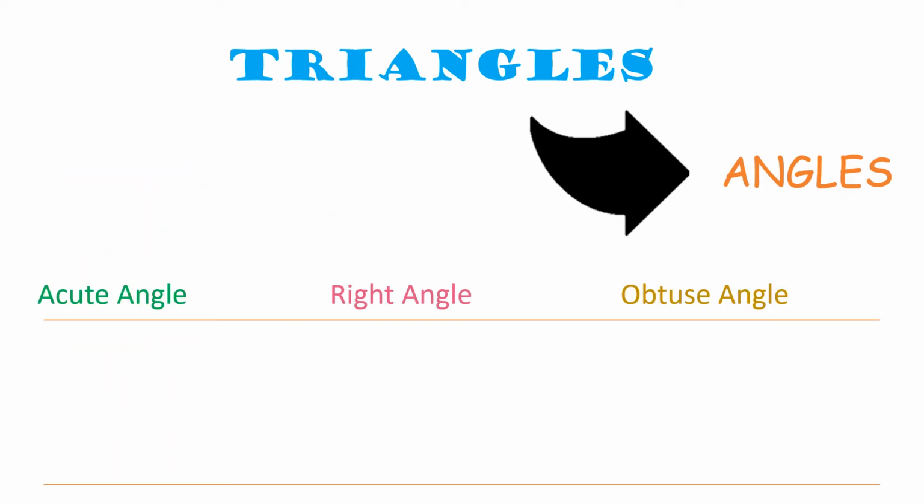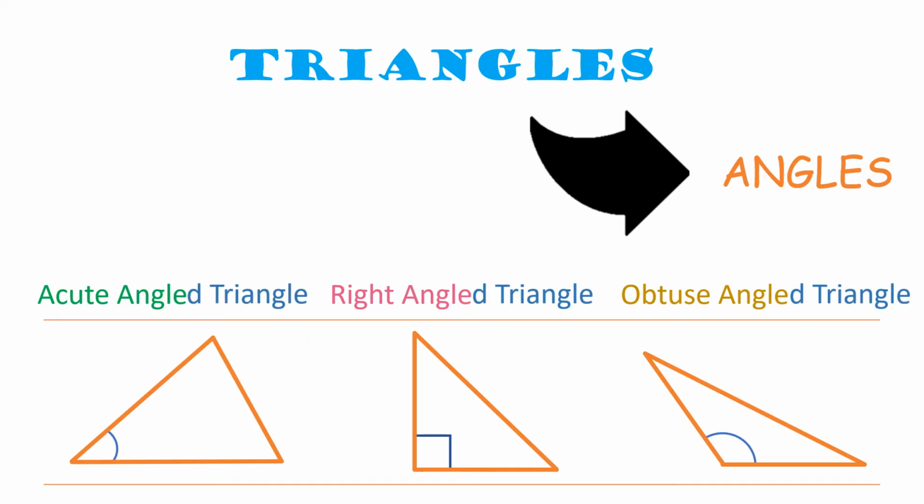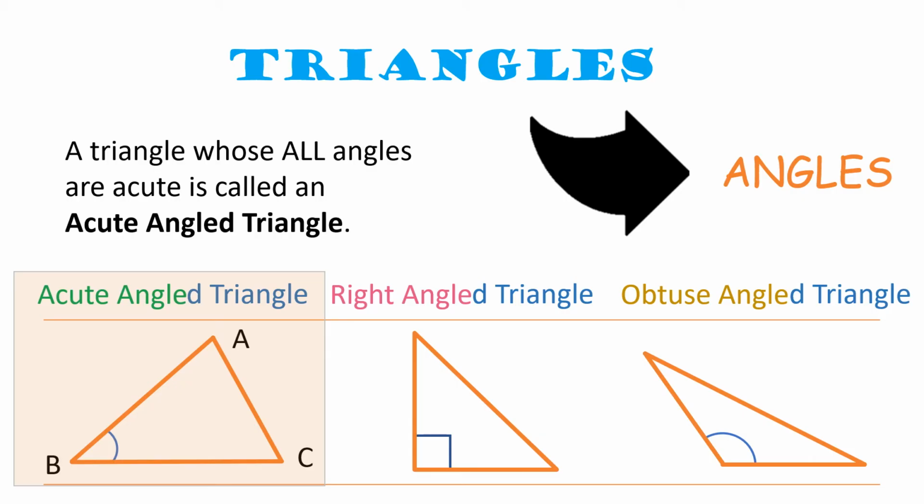We have already learned a lot about angles: acute angle, right angle and obtuse angle. Well, what happens if you use a third line in each of these angles to form a closed figure? Yes, a triangle will be formed. The first one, made from an acute angle, is called an acute angle triangle. So a triangle whose all angles are acute is called an acute angle triangle. The figure shows triangle ABC is an acute angle triangle where each of its angles is less than 90 degrees.